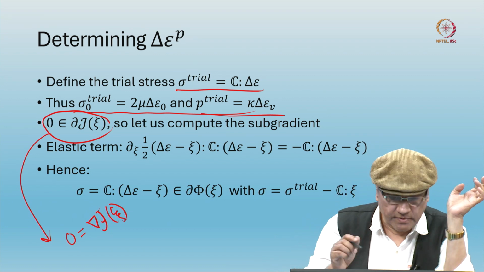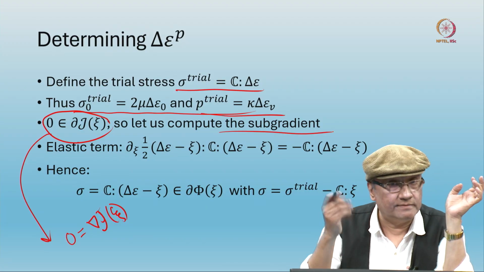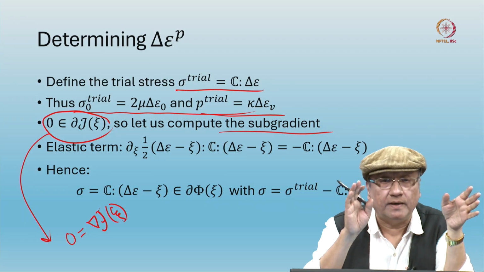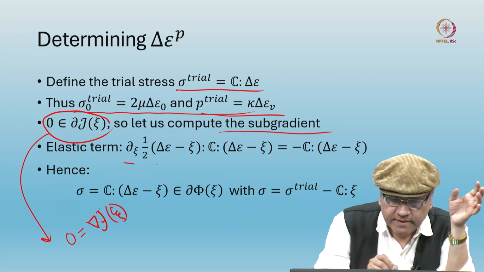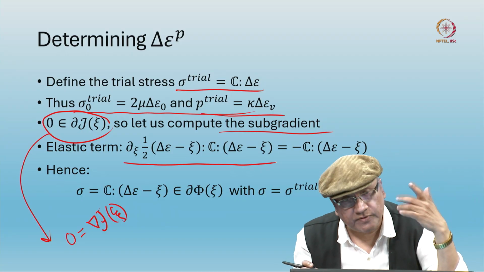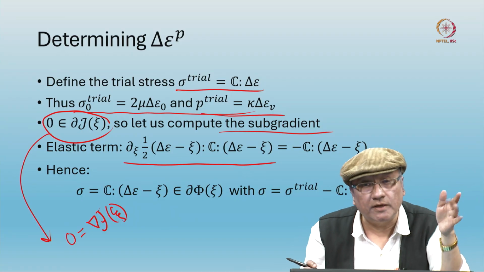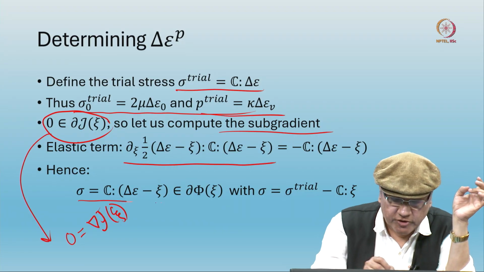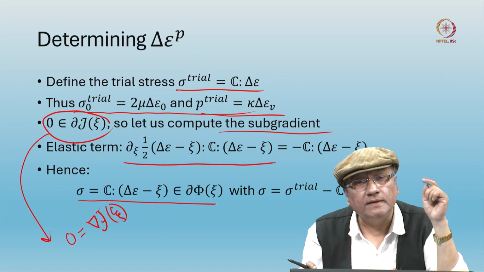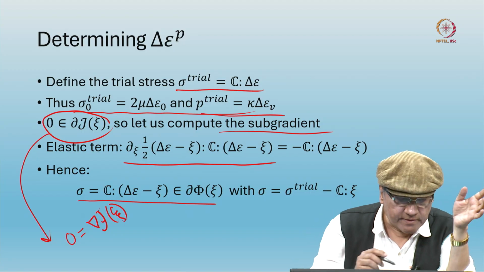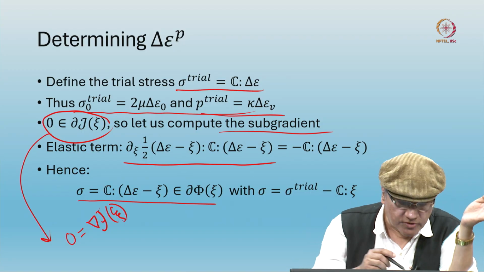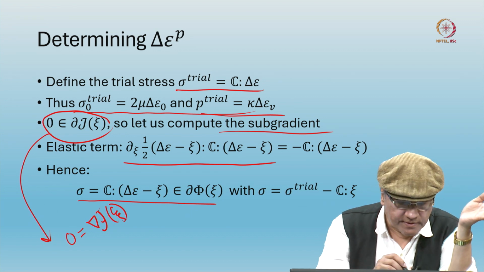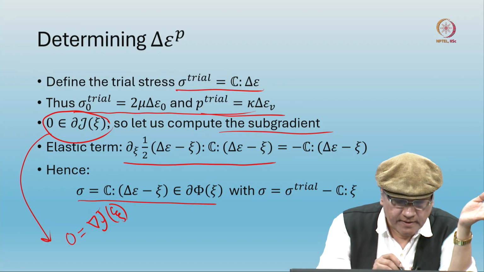Okay. So, let us actually compute this. Now, you will recall that script j had two parts, one is the elastic part. So, let us do that differentiation for the elastic part with respect to xi, of course, first, and we get the standard relationship. We have been doing this for quite some time: you get back the stress in terms of the incremental strain minus xi. So, this is C times incremental strain minus xi.